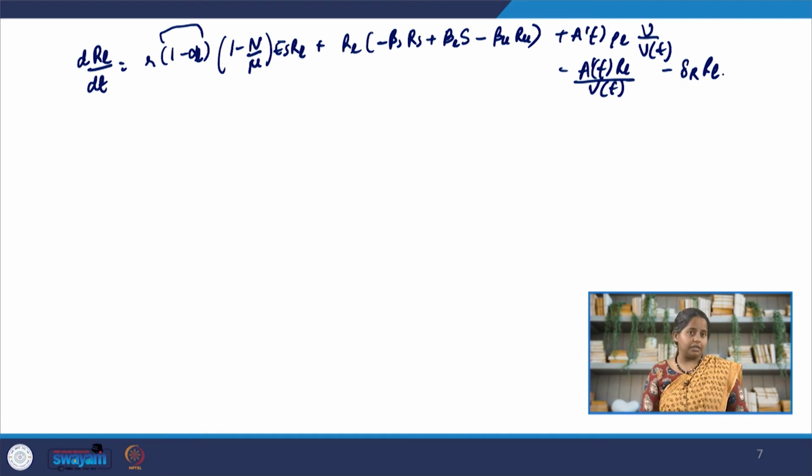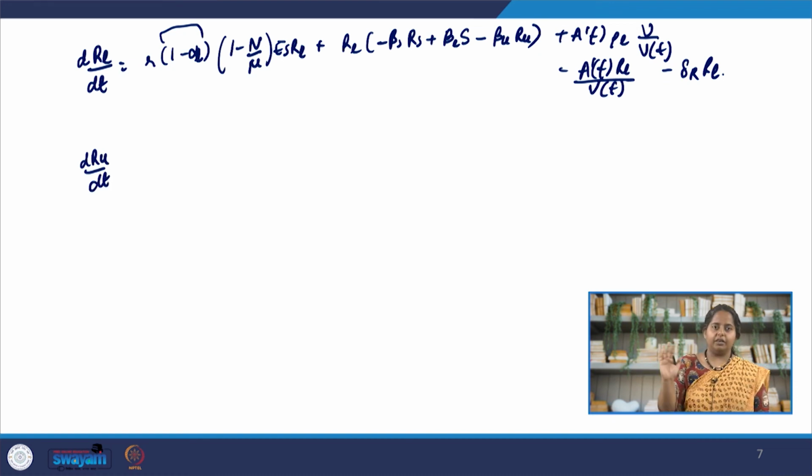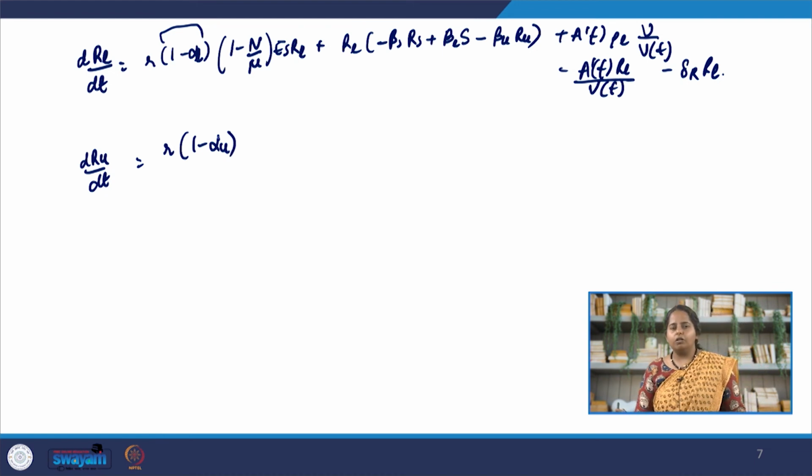We know resistant bacteria grow slowly compared to the sensitive bacteria. Okay, finally, let's write down the equation for dRu by dt, which is the rate at which MDR, multi-drug resistant bacteria, are changing in the slurry tank. So again, the multi-drug resistant bacteria also need to pay a fitness cost. So again, that correction 1 minus alpha u is there.